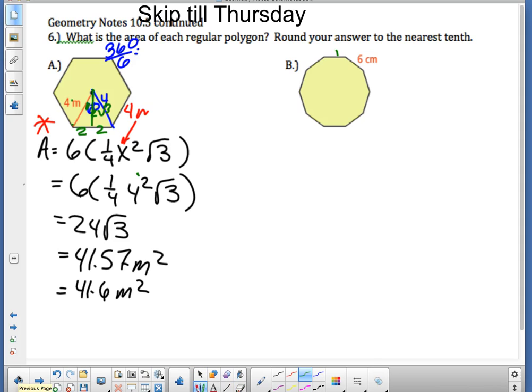6b. 1, 2, 3, 4, 5, 6, 7, 8, 9, 10. It's a 10-sided figure. Find the central angle. 360 divided by 10 is 36. Am I given radiuses? No, I'm just given the side length.